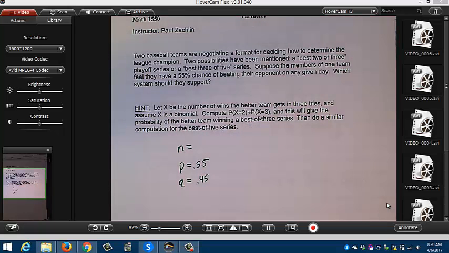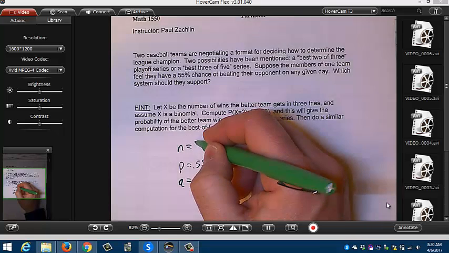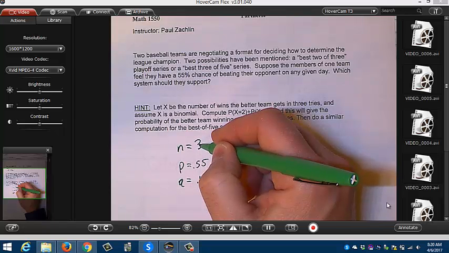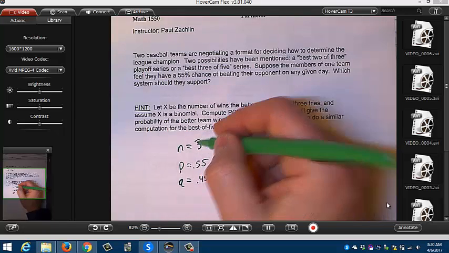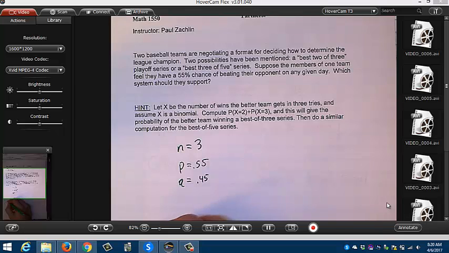Well, that's the question. My idea was, let's first do the computation for n equals 3, and then let's do the computation for n equals 5. It was better for me when I did 3. Okay, well, we're going to do both.